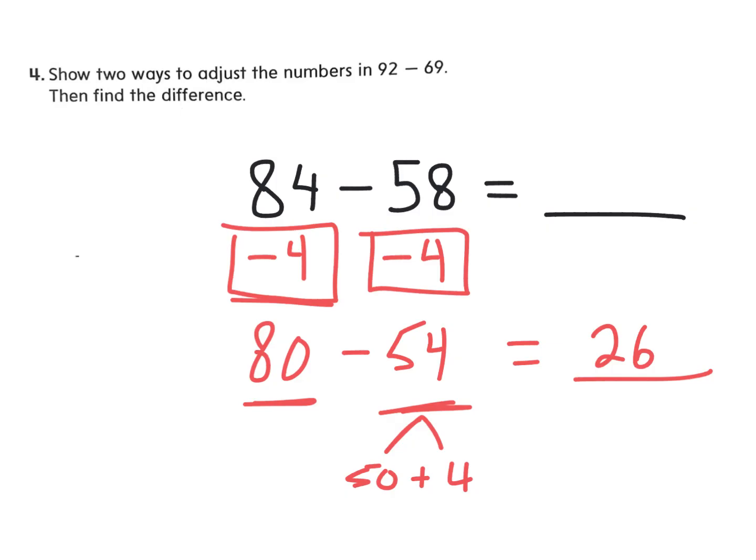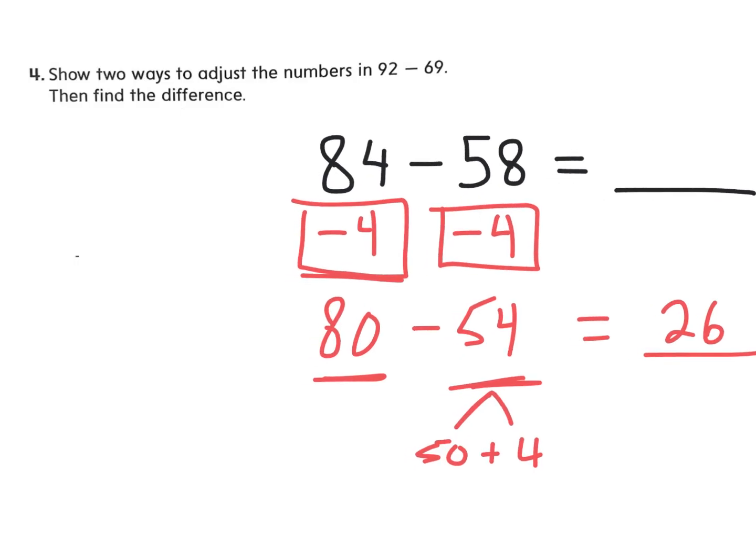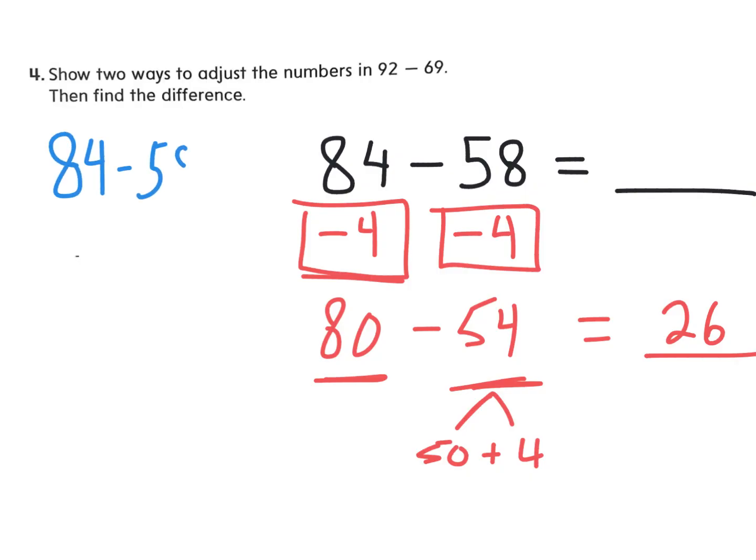Now it asked us to solve this in 2 different ways. So I'm going to take this one and move it over here a little bit. This one, remember, we noticed that 84 was pretty close to 80, so we adjusted 84 down, and then we had to adjust the 58 down by the same amount. So this time, let me write this over here, 84 minus 58, again, equals something. Here, this is a separate way of doing it.